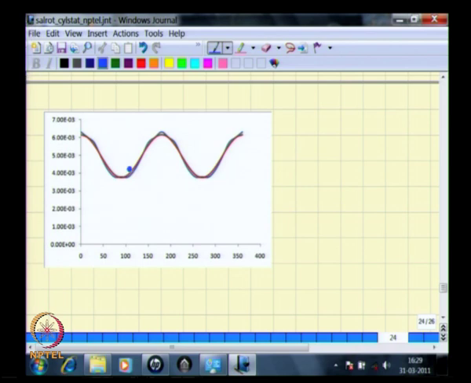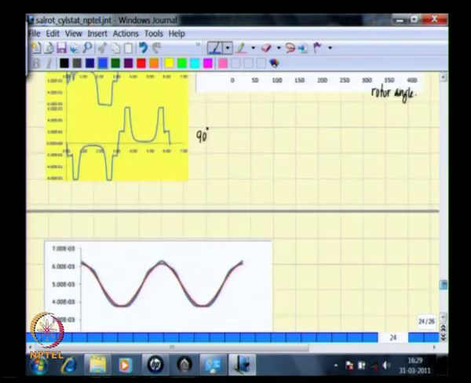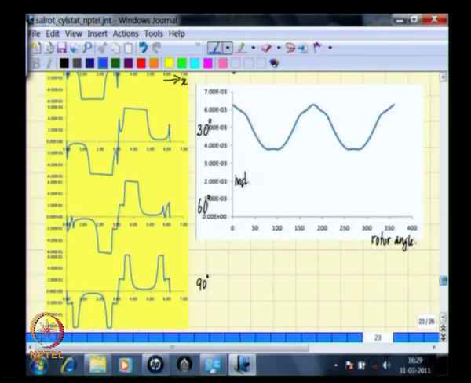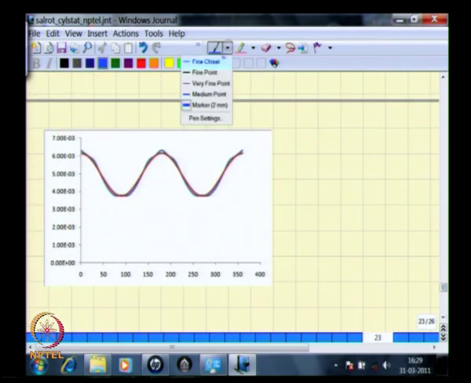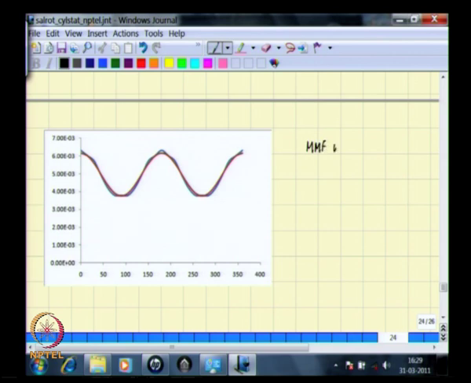If we look at this, therefore, since this waveform is going to be a sinusoidal waveform, we could probably handle this situation as follows. Instead of looking at the flux density waveform, we start with the MMF waveform generated by the stator, generated by stator windings.